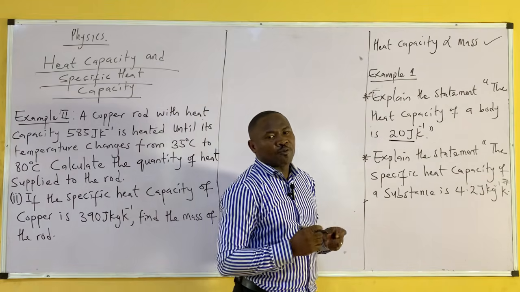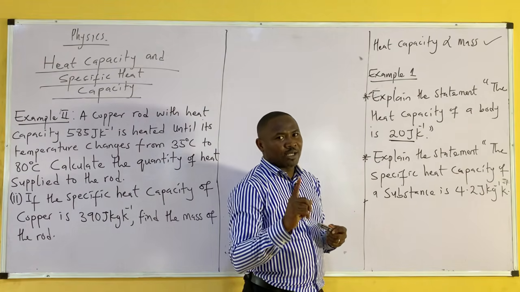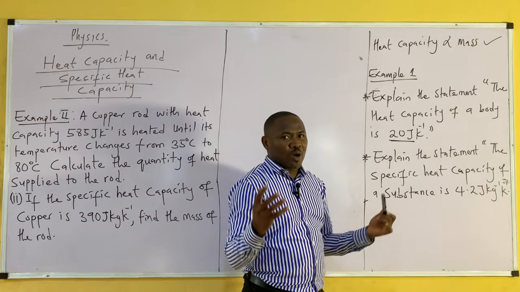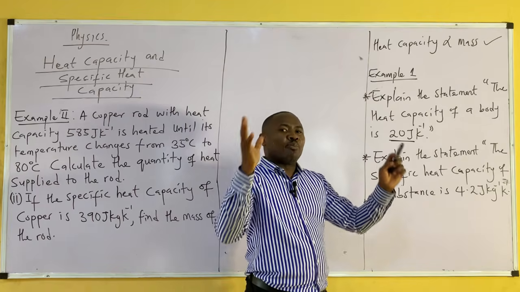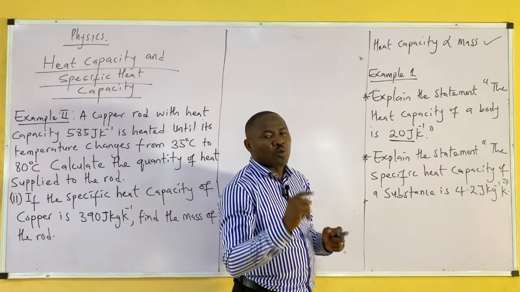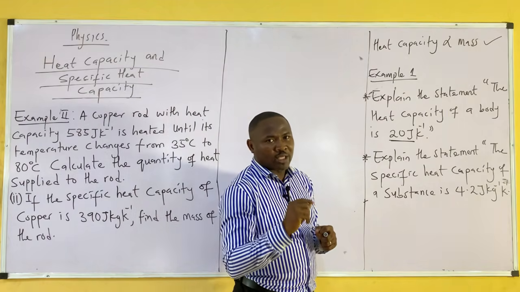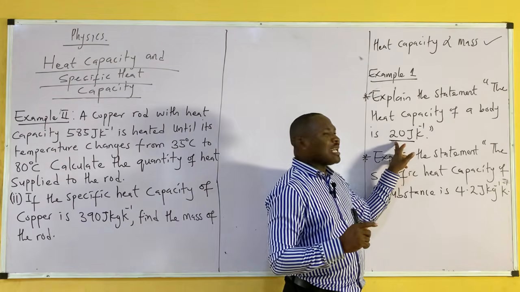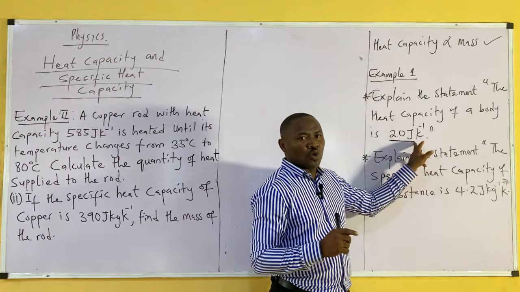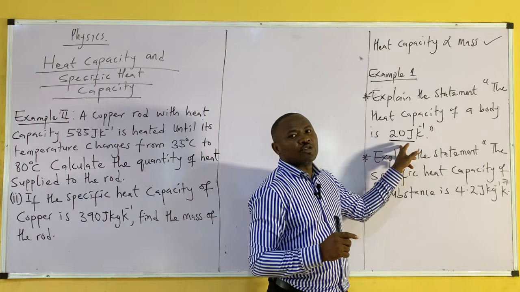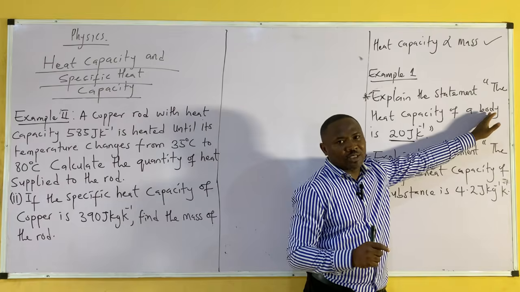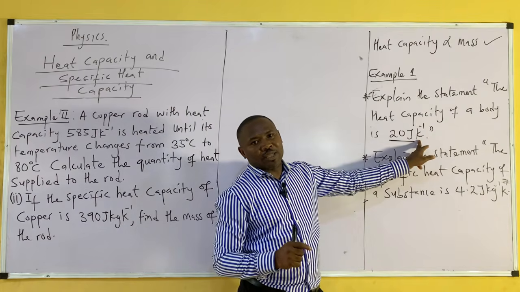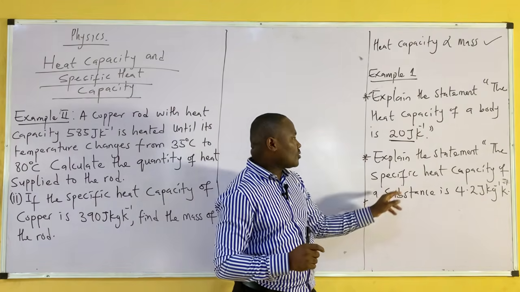So now it means that if the heat capacity of the body is 20 joules per Kelvin, then 20 joules of heat is required. Remember, we said heat capacity is the amount of heat required to raise the temperature of the body by 1 degree Celsius or by 1 Kelvin. So that amount of heat now is 20 joules. So 20 joules of heat is required to raise the temperature of the body by 1 Kelvin. That's what it means.